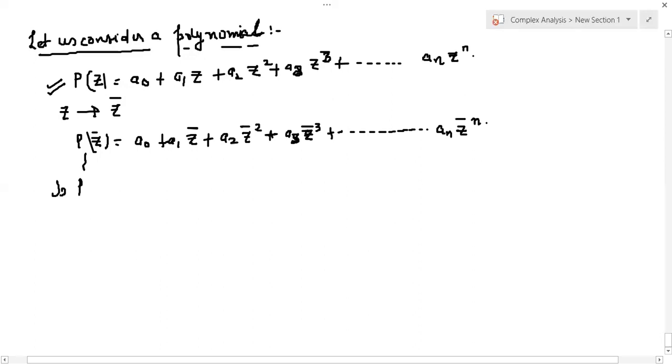Now, what about this? Is p(z bar) a differentiable function on the entire complex plane?